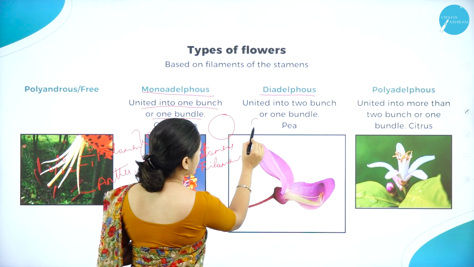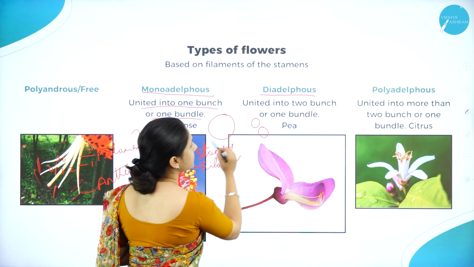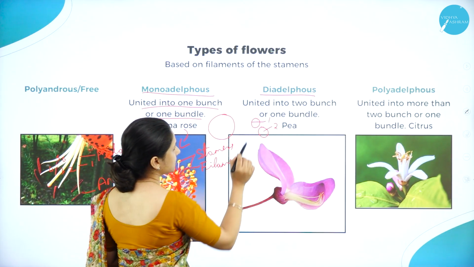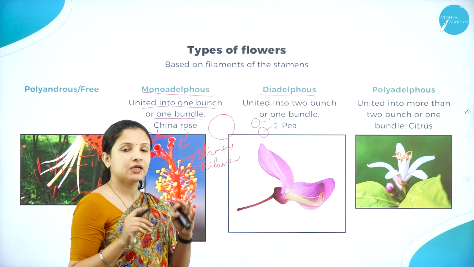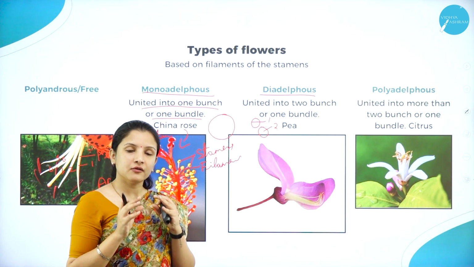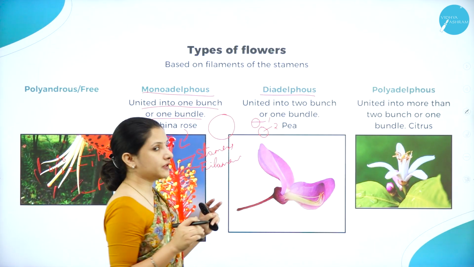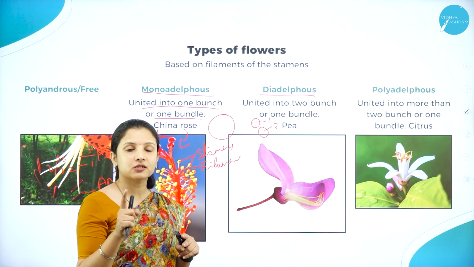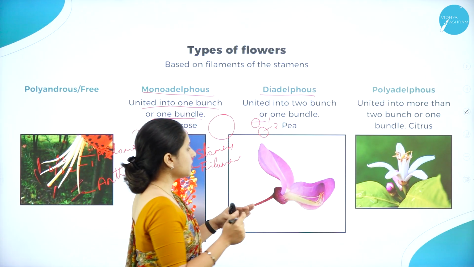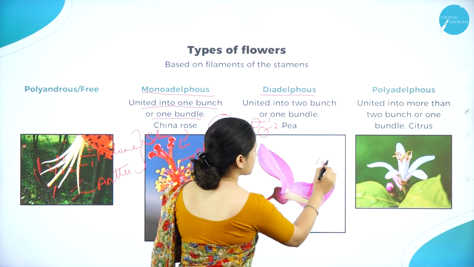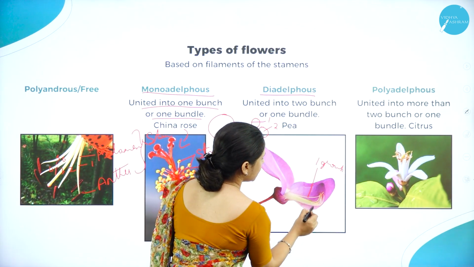If the stamens are united in two groups, it will be diadelphous. Here one group is there, the second group is there, that is diadelphous. Adelphous means they are fused, but in two groups, that is diadelphous. Monadelphous means they are fused or united but in one group. So here you can see this stamen is one group and this one will be the second group.